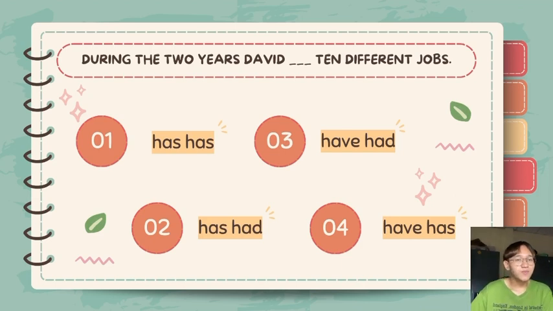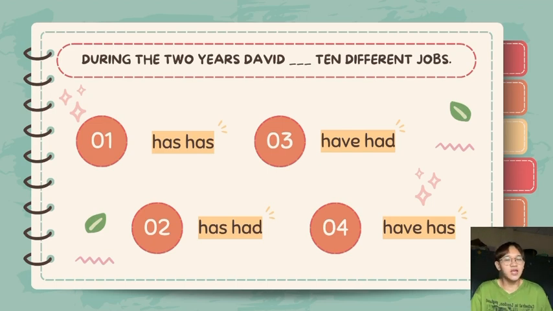Here is an exercise about present perfect tense. During the 2 years, David blank 10 different jobs. First choice, has. Second choice, has had. Third choice, have had. Fourth choice, have, has.